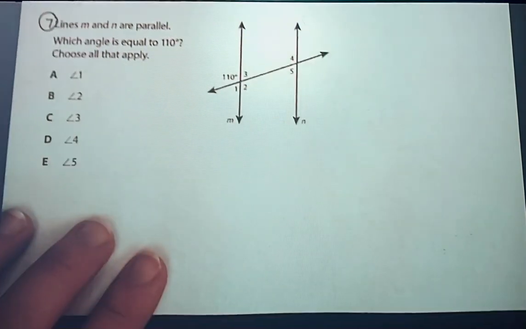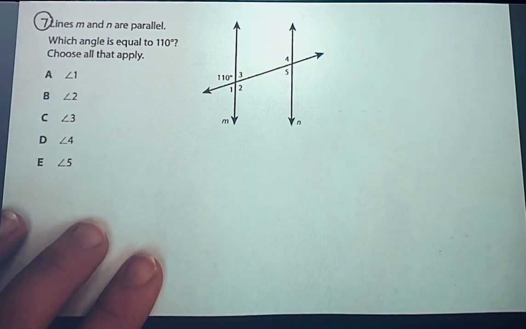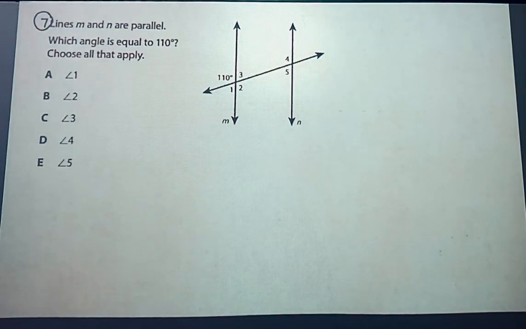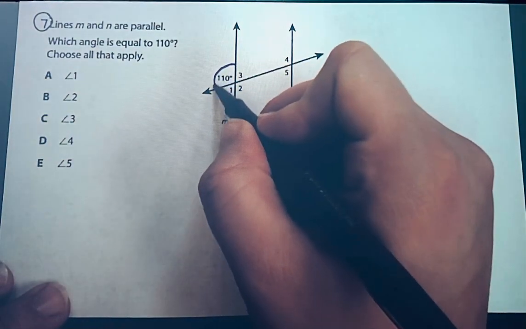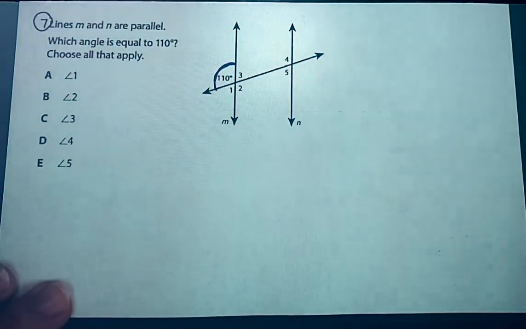Moving on to the last question, number 7. Lines M and N are parallel. Which angle is equal to 110 degrees? Choose all that apply, meaning we're going to have to choose more than one. So 110 degrees is here. I'm just going to go through and see what it matches with.